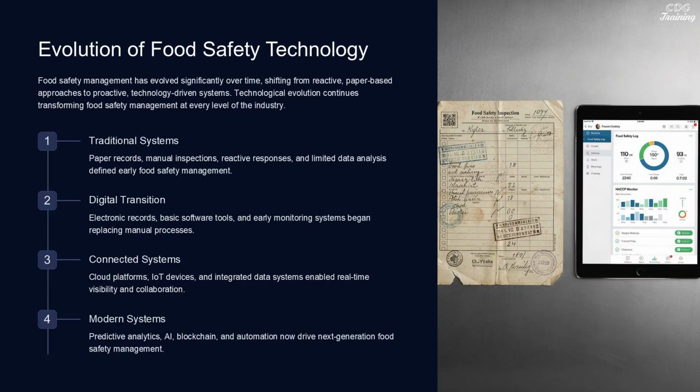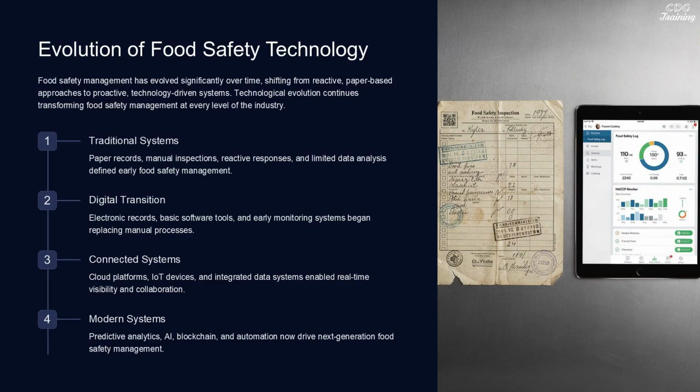Food safety management has evolved significantly over time, shifting from reactive, paper-based approaches to proactive, technology-driven systems. Technological evolution continues transforming food safety management at every level of the industry. Traditional systems relied on paper records, manual inspections, and limited data analysis. The digital transition introduced electronic records and monitoring systems.